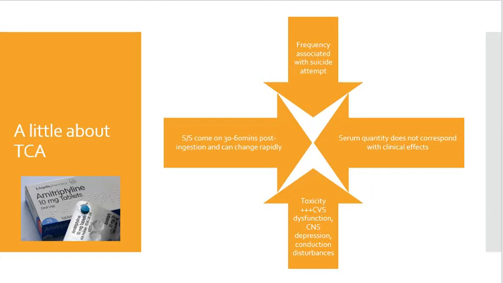Serum levels really don't correlate well with clinical effects. A qualitative urine study is pretty good just to confirm the ingestion of the actual medication. Because TCAs produce neurotoxicity, cardiotoxicity, and anticholinergic effects, signs and symptoms of poisoning really fall into three categories.